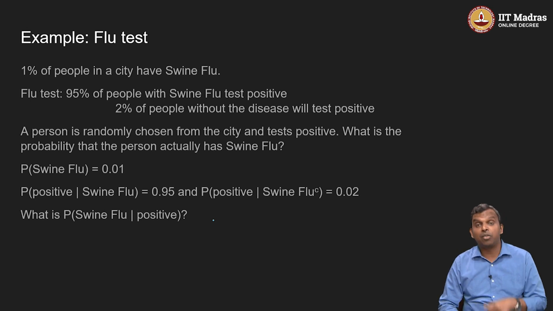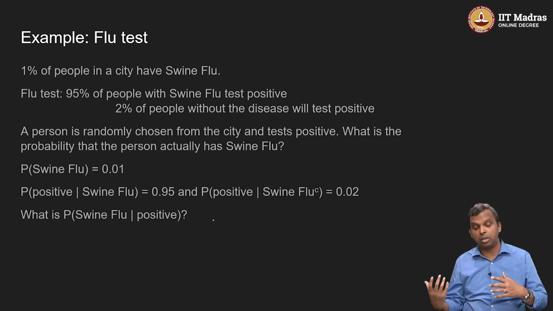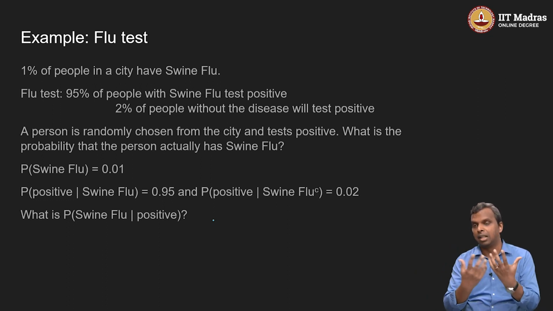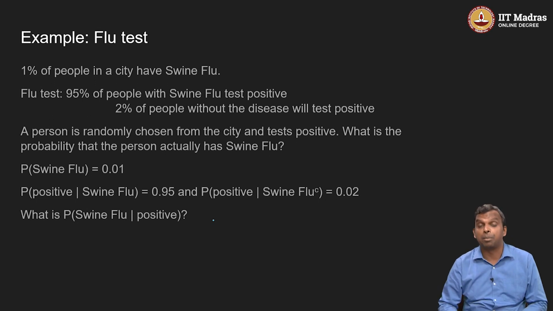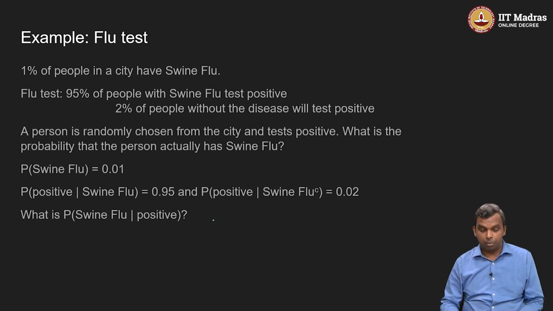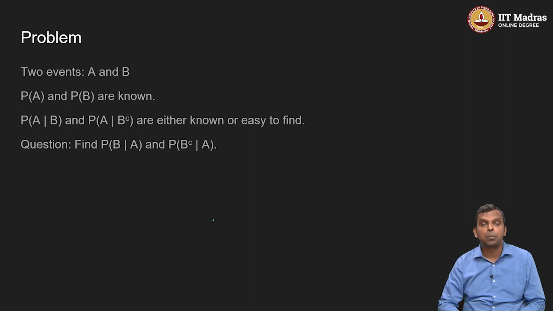Here again you have a situation where you are interested in this reversing of the probability. The probability of positive given swine flu is easy for you, it is given to you, the company which markets the test has to give this to you, but the reverse probability is not something that you have, isn't it? So how do you do this problem? Again, two problems with the same flavor. Let me just put it out abstractly for you. You have two events A, B, P of A, P of B are known. And then P of A given B and P of A given B complement are either known or easy to find. You can easily find this or you know this.